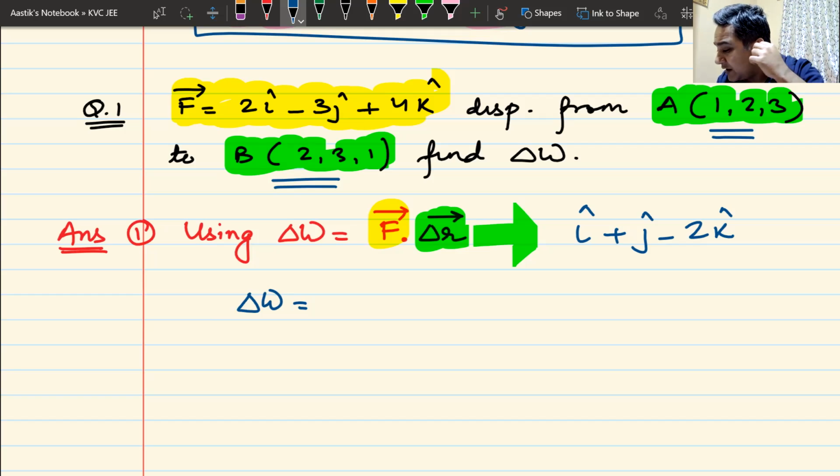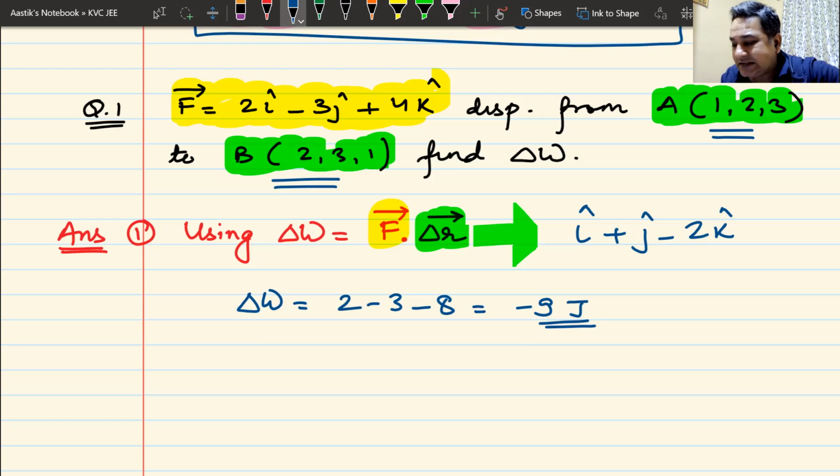So now you can find the dot product. 2i dot i will be 2. Minus 3j dot j will be minus 3. 4k dot minus 2k will be minus 8. So my answer should be minus 9 units. Let me assume that everything is in SI units. So the answer will be minus 9 joules.